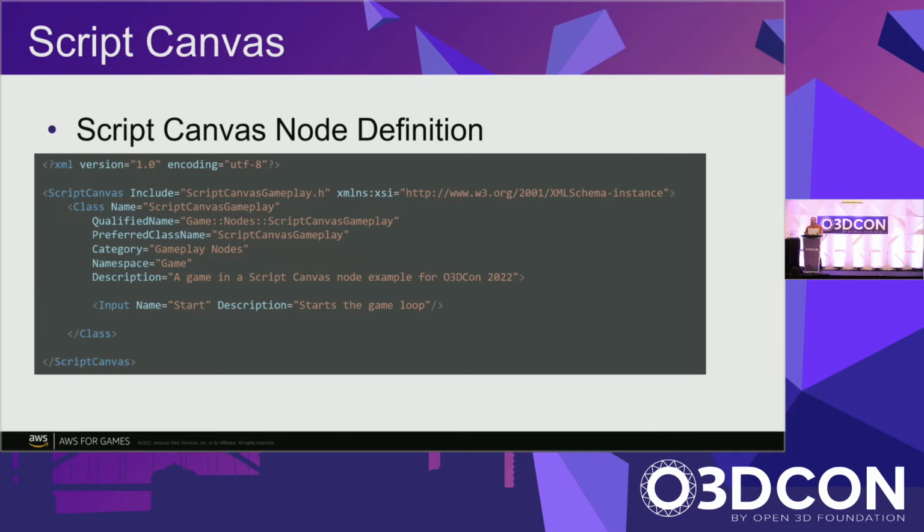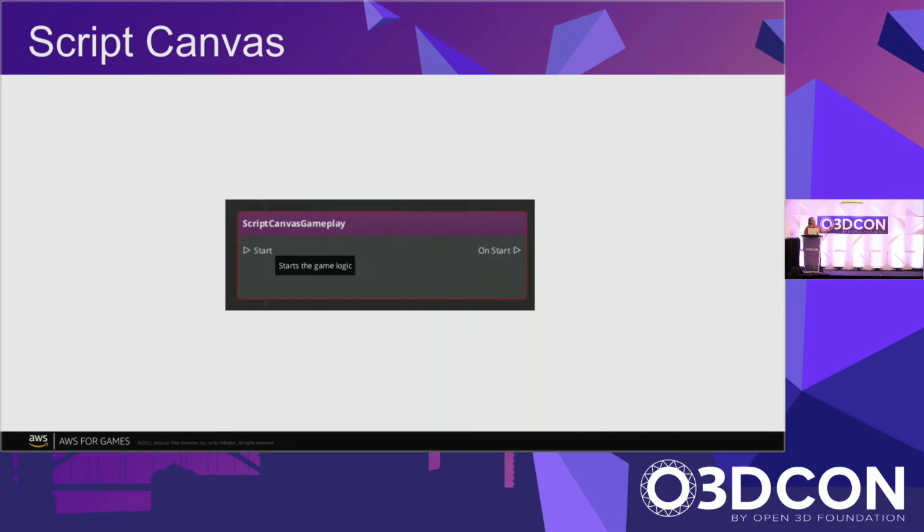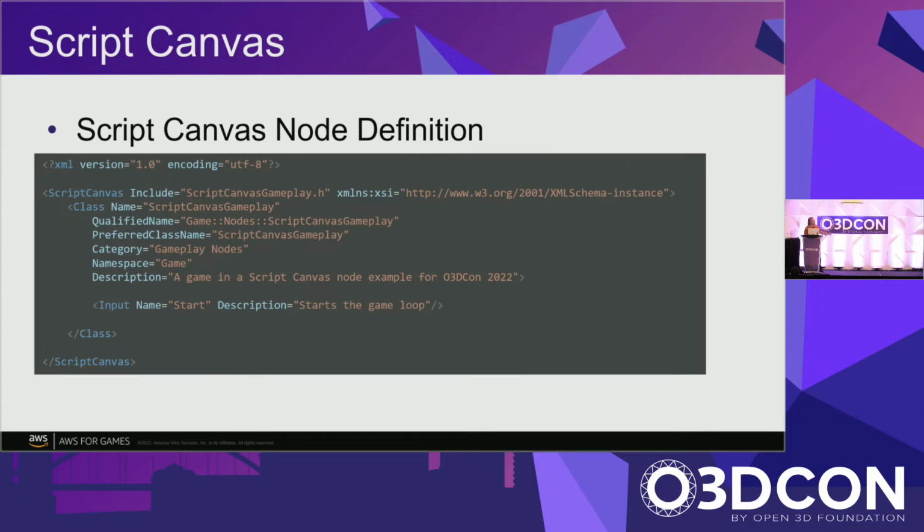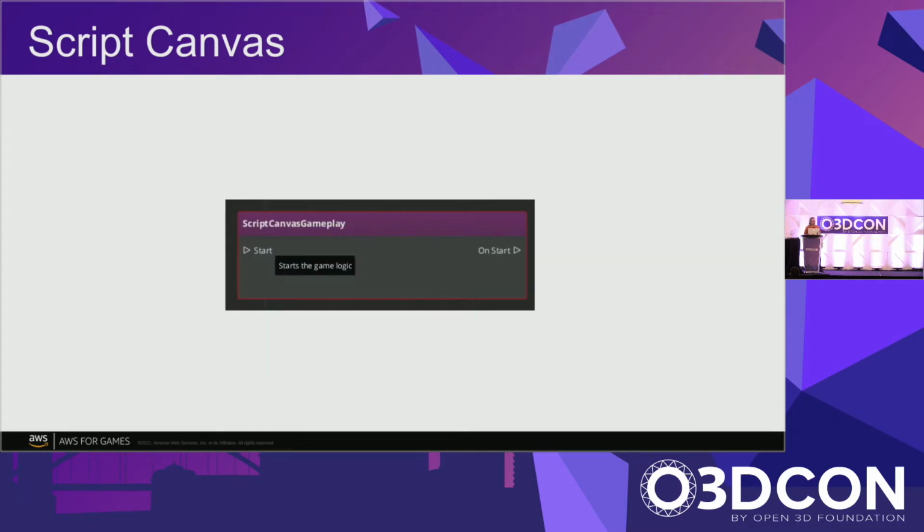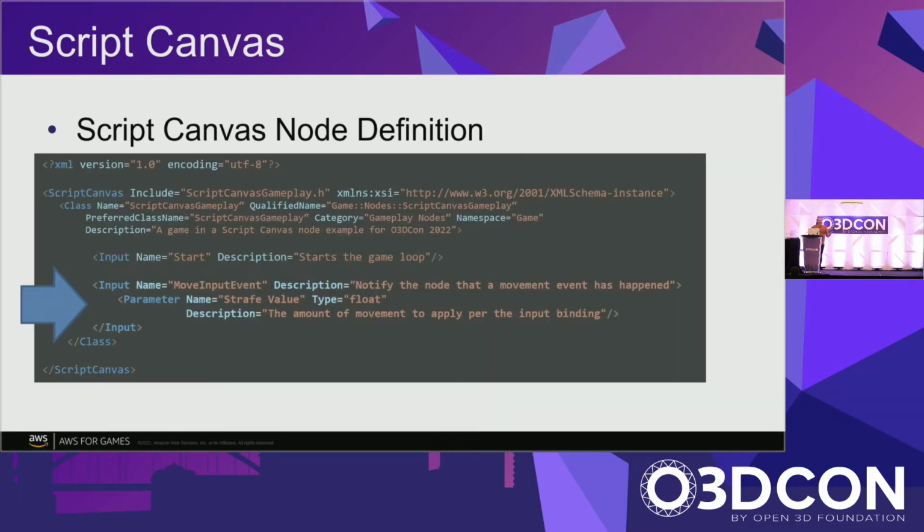We're using the same subsystem, which is the AZ AutoGen system that takes this XML code and makes C++ code for you. So we're going to start modifying this code. The first thing I'll add is a start input, and that just gives me the start execution slot. And we set it up with a description that becomes a tooltip. So pretty simple.